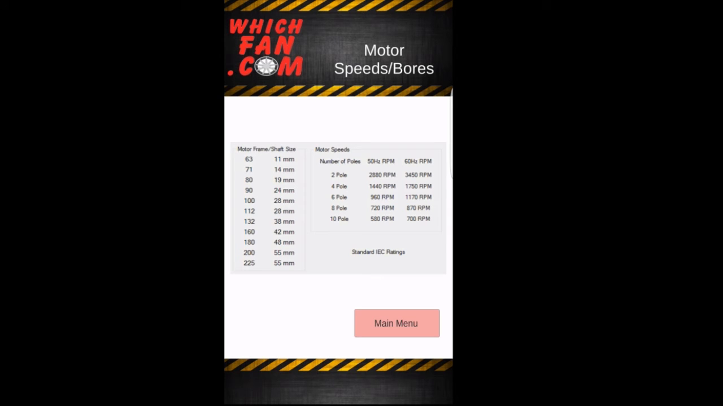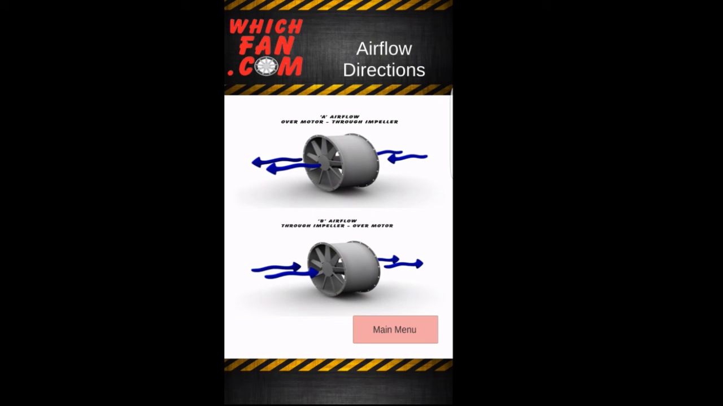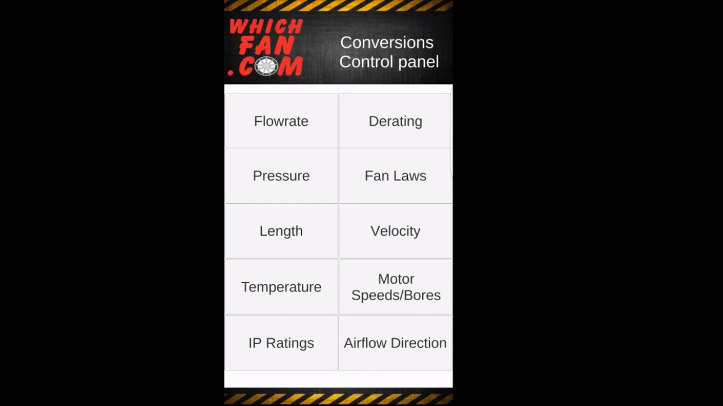Motor speeds and bores. Again, this is just an aide-mémoire. It gives you a brief look to see which one's which. 63 frames, 11mm bore or shaft size. The different motor speeds, poles, etc. That's 50 and 60 hertz. And airflow directions, we've got A, over the motor, through the impeller, or B, through the impeller, over the motor. Real easy, real simple. Go back to the main menu.